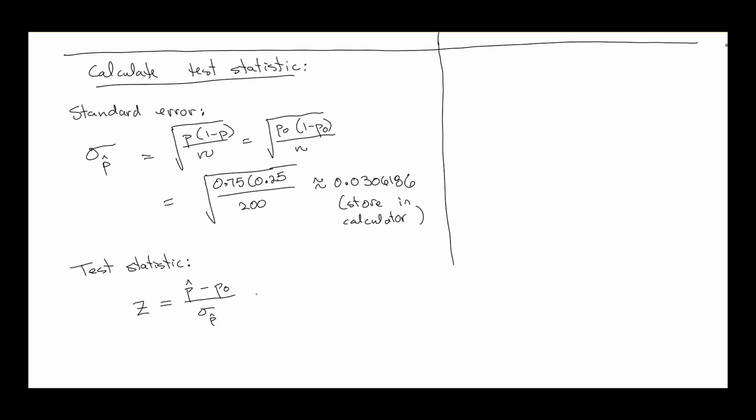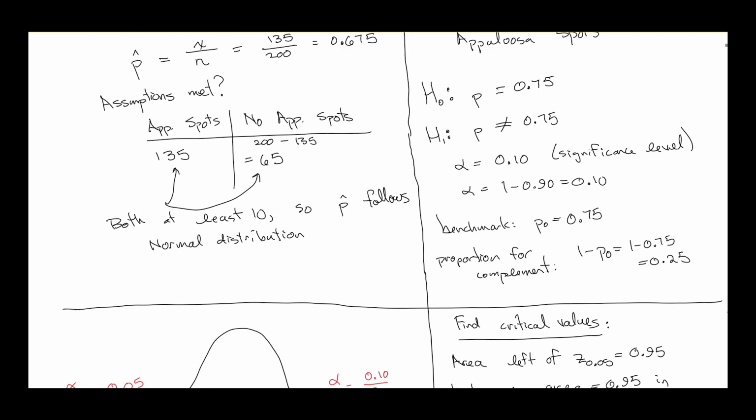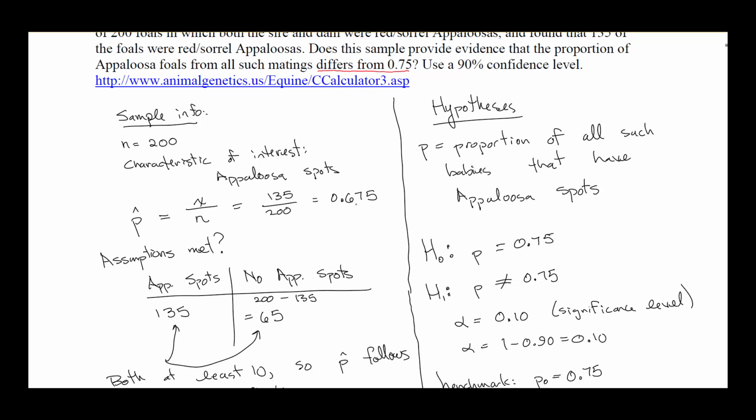Okay, so what was my p hat? It's been a while, so let's go look. So my p hat was 0.675. And then my benchmark is going to be what? 0.75. And if those are super far apart, it's not impossible. But then I start questioning if maybe I did something wrong and got things backwards, like is the p the proportion of the horses with spots or the proportion without? Because if they're really far from each other, that would be unusual.